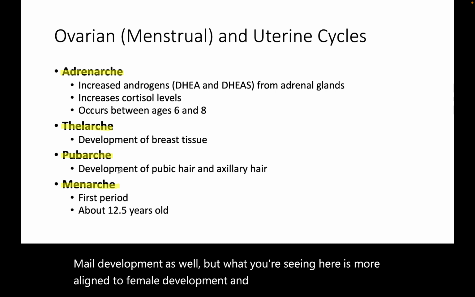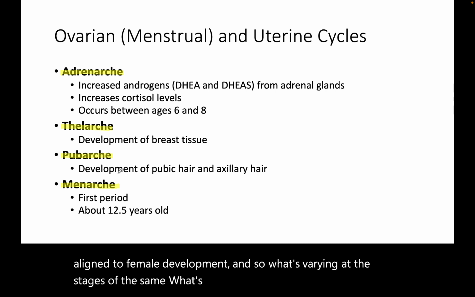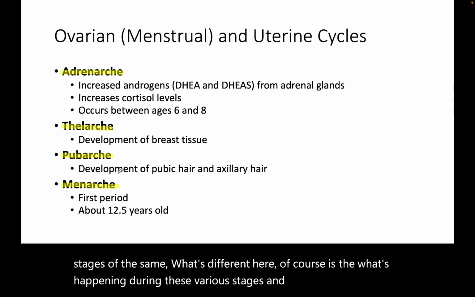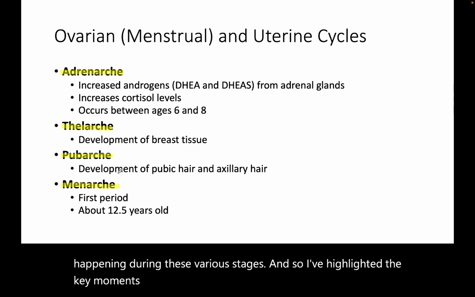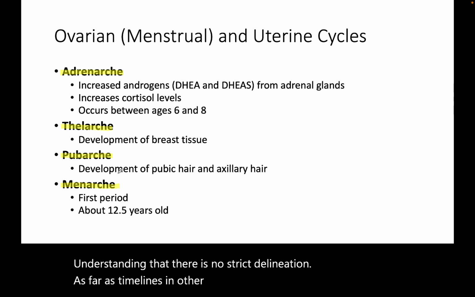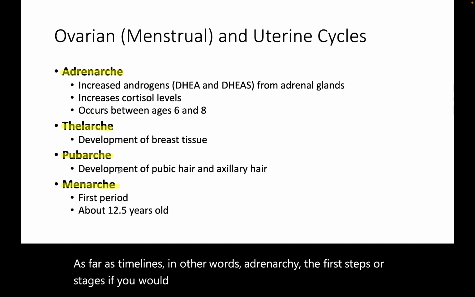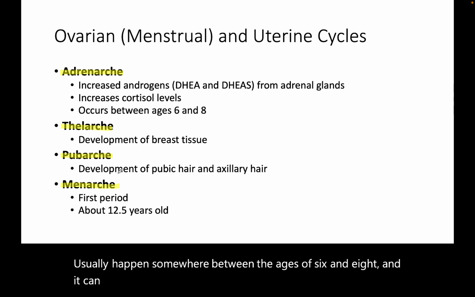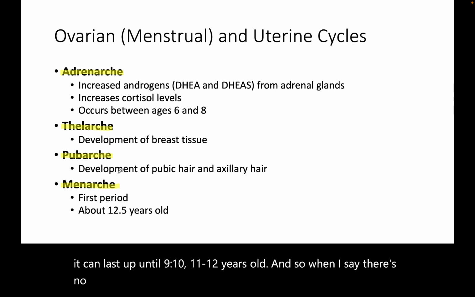The stages are the same. What's different, of course, is what's happening during these various stages. I've highlighted the key moments here. I'm going to caution you that there is no strict delineation as far as timelines. In other words, adrenarche, the first stage in puberty, usually happens somewhere between the ages of 6 and 8, and it can last up until 9, 10, 11, 12 years old. So when I say there's no hard line of delineation, that's what I mean.